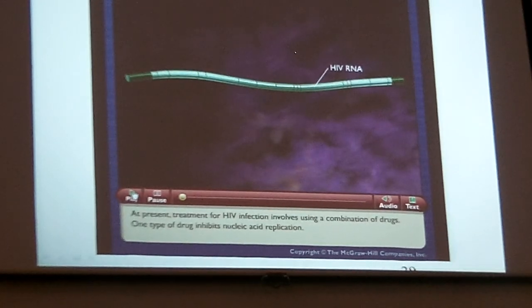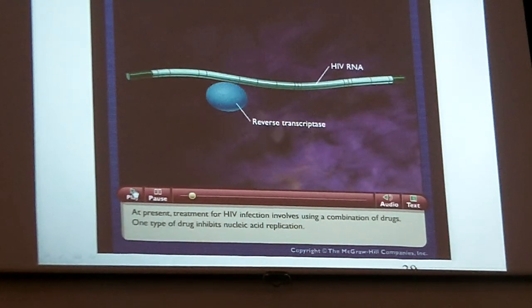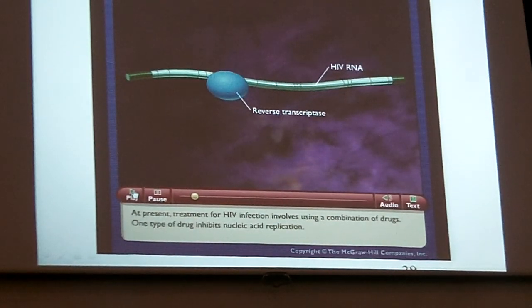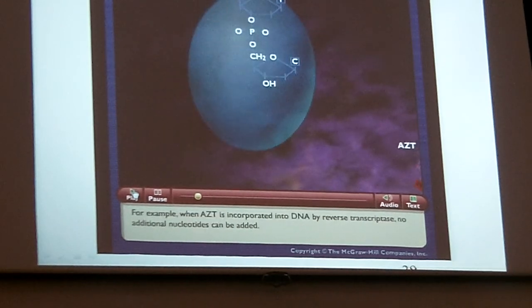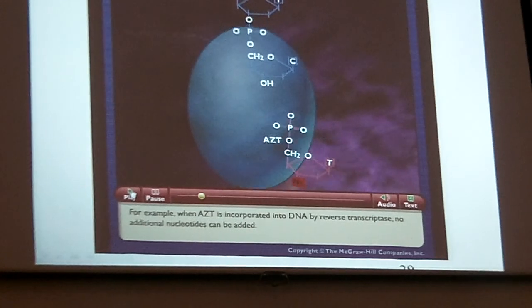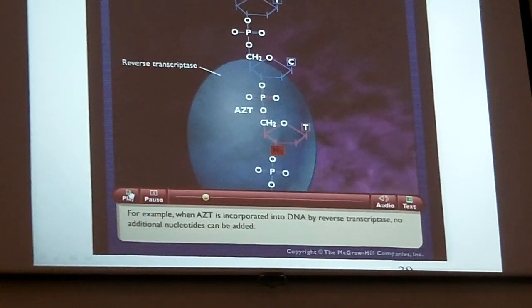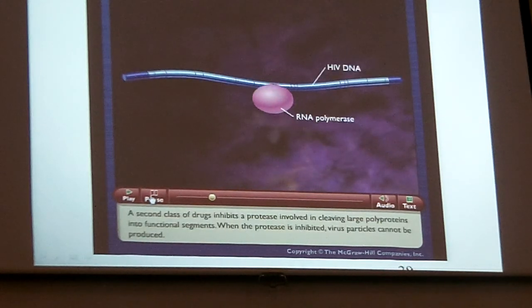At present, treatment for HIV infection involves using a combination of drugs. One type of drug inhibits nucleic acid replication. For example, when AZT is incorporated into DNA by reverse transcriptase, no additional nucleotides can be added. A second class of drugs.